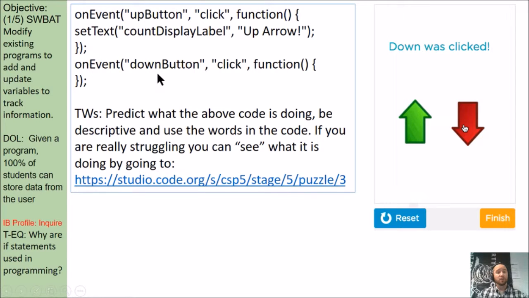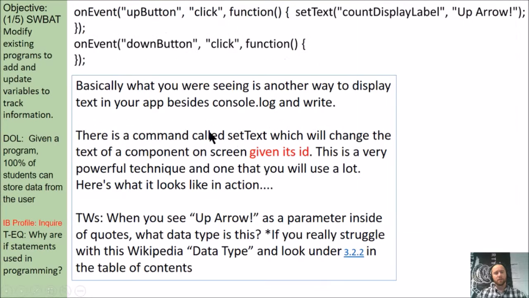And then if you click down, not surprisingly, what do you think will happen? Well, the code cuts off right here. So it says predict what the above code is doing, be descriptive, and use the words in the code. If you're really struggling, you can see what is going on by going to this link. So basically what you're seeing is another way to display text in your app besides console.log and write. There's a command called setText which will change the text of a component on a screen given its ID. This is a very powerful technique and one that you'll see used a lot.